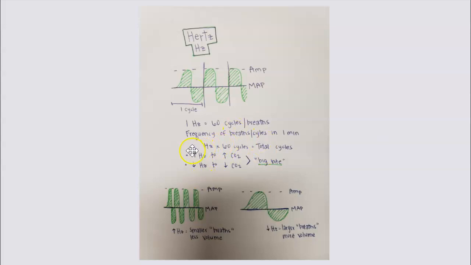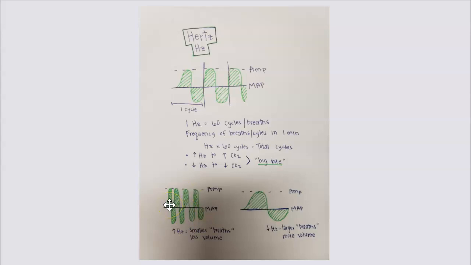And then again, we have our little equation here. And then we increase our hertz to increase our CO2. We decrease our hertz to decrease CO2. Because it is the 60 cycles, it's the big bytes. And here's a visual representation of why we do that. So again, everything under each little camel hump, or whatever you want to call it, is CO2 we are exhaling.